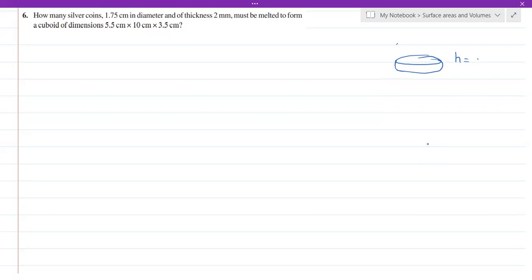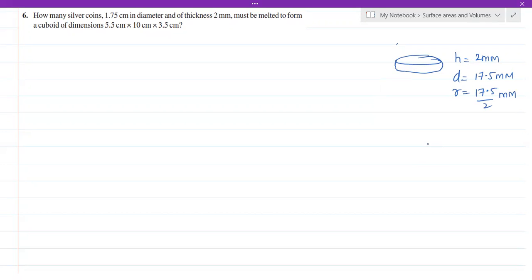It's given in millimeter. We have to be very careful. Here all the SI units must be same. Everything is given in centimeter, but this is given in millimeter. Converting everything into millimeter will be a bit easy. We can remove all the decimal points if you convert. So let's keep the height in millimeter itself. The diameter is 1.75 centimeter. If you convert it into millimeter, it becomes 17.5 mm. To convert centimeter into millimeter, you just multiply by 10. So the radius will become 17.5 divided by 2 mm. That's the radius of the coin.